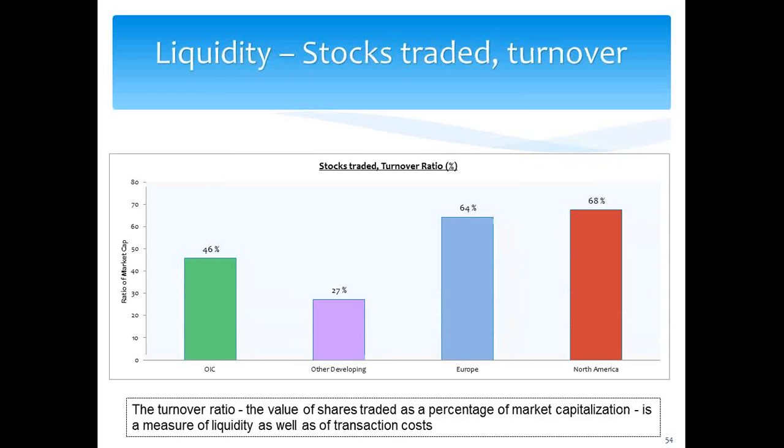Next, we look at liquidity, and OIC countries have better liquidity than other developing countries. However, they are less liquid than Europe and North America, which are hovering around 60%. So what does this tell us? This implies that the transaction costs are higher in OIC countries, and there is a higher perceived risk due to liquidity, which deters inflow of capital to OIC markets.